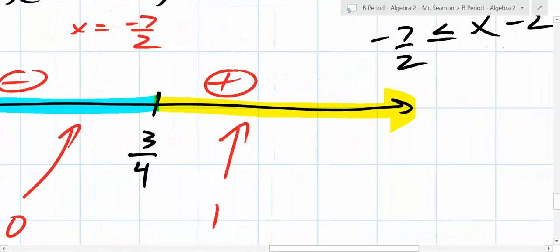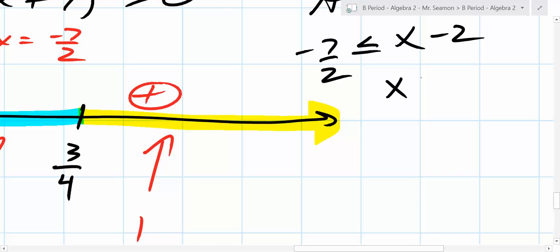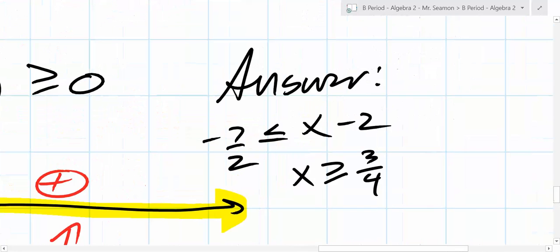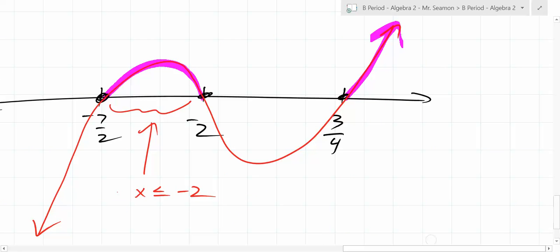But then there's another one. What is it? I'm not asking anything that's not right there in front of you. So it's x greater than or equal to 3/4. So this would be your answer right here. Does that make sense? What's the question, Kelly? And it's greater than or equal to -7/2. What about this region right there? That's just x is greater than or equal to 3/4.